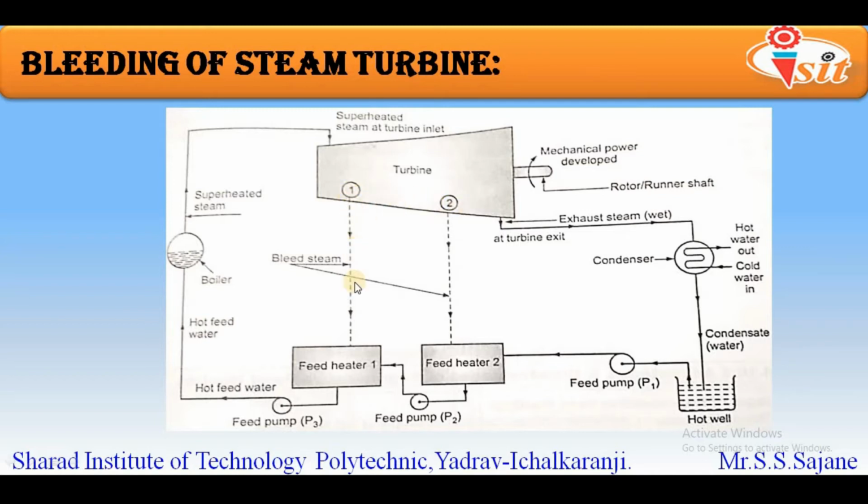From these 2 points, some of the wet steam is drained out, and we call it bleed steam. This bleed steam is circulated around the pipe which is carrying the feed water which is finally supplied to the boiler. In general, we usually provide the boiler feed water at normal temperature, but if we use this concept, bleeding of steam turbine, then we increase the temperature of this feed water.